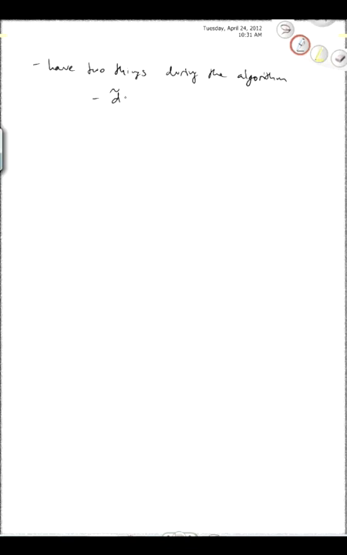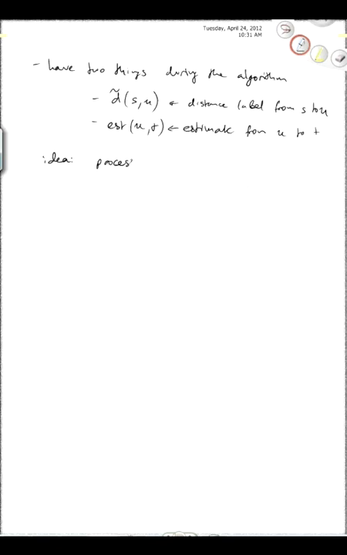The two things that we have is this distance label from S to current node U, and we also have this estimate function from U to T. And so the idea is that we'll process nodes in the order of their total cost estimate.